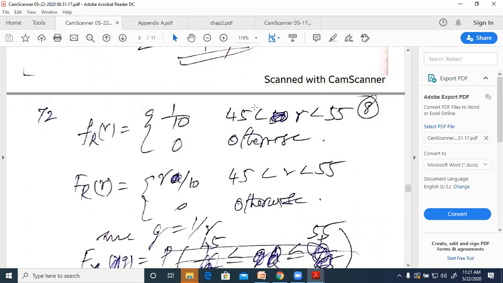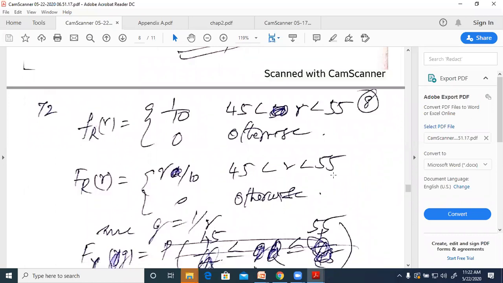This 1 by 10 is got directly from the range of values, which is 45 to 55, it is 10. So therefore, this should be the inverse of that, 1 by 10. So that 1 by 10 multiplied by 10 will give us the value 1. That just is from the property of the PDF, that area under the PDF curve is equal to 1. And we are saying that it is a uniform distribution. So F_R(r) will be, you need to integrate this, r by 10, for 45 less than r less than 55. Again here there is a small mistake.